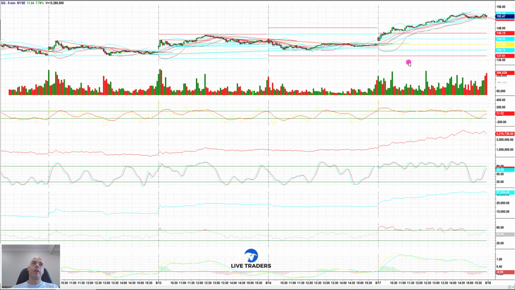Because, guys, take a look at this chart. This is important. This is a chart from yesterday, SQ, a chart that we almost traded yesterday. All right, now take a look at it. Really, take a good look at it.